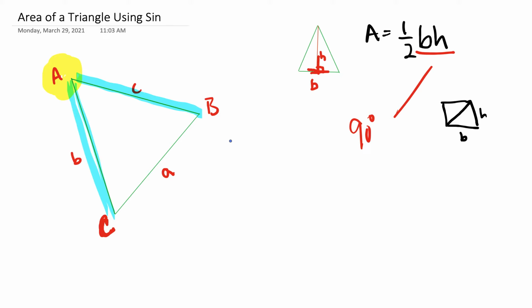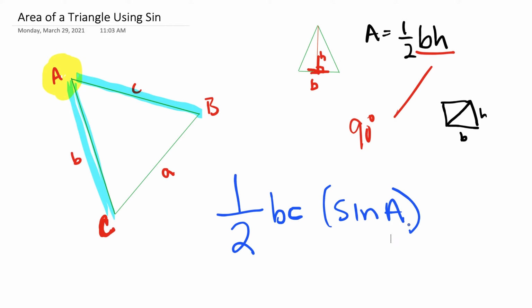is not very difficult at all. It's going to be 1/2, just like the area formula. But instead of the base and the height, we're going to use the two sides that were touching that angle. So we're going to use whatever B is times whatever C is. And then we're going to finish it off by multiplying it all by the sine of that angle we're using, sine of A.